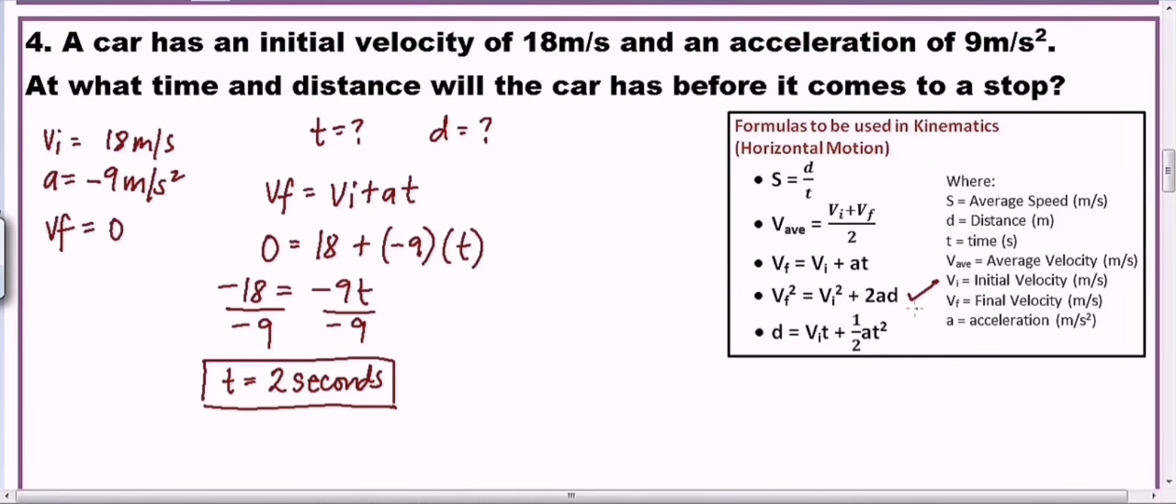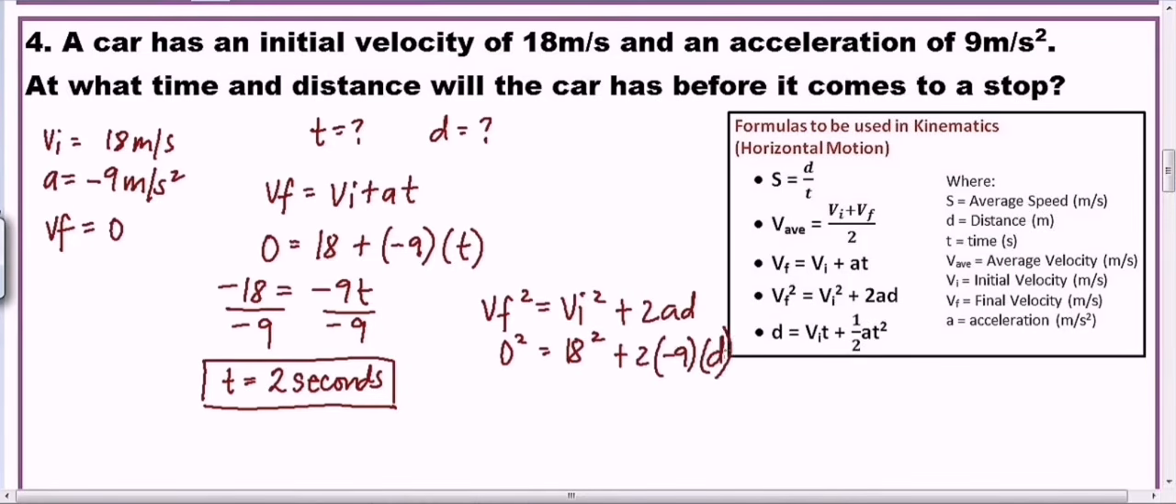At the same time, pwede rin to, 'di ba? Kasi meron tayong D, yung hinahanap. Meron tayong VI, may time, kasi na-compute na natin yung time. Ito na siya. Okay, so pwede rin to. Sige, try muna natin to. So, VF squared equals VI squared plus 2AD. So, VF is 0 squared equals VI is 18 squared plus 2 times A, negative 9, times D, yung hinahanap.